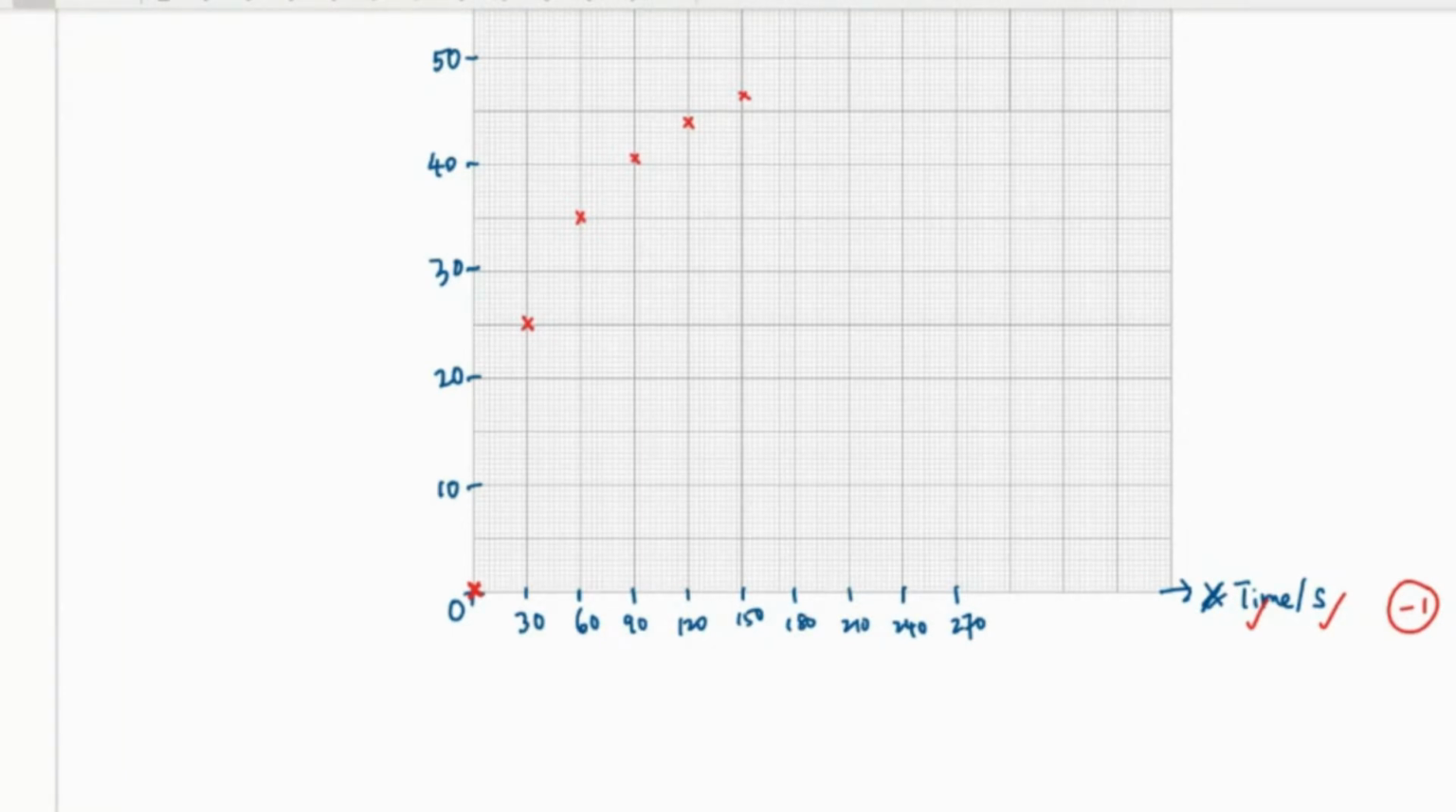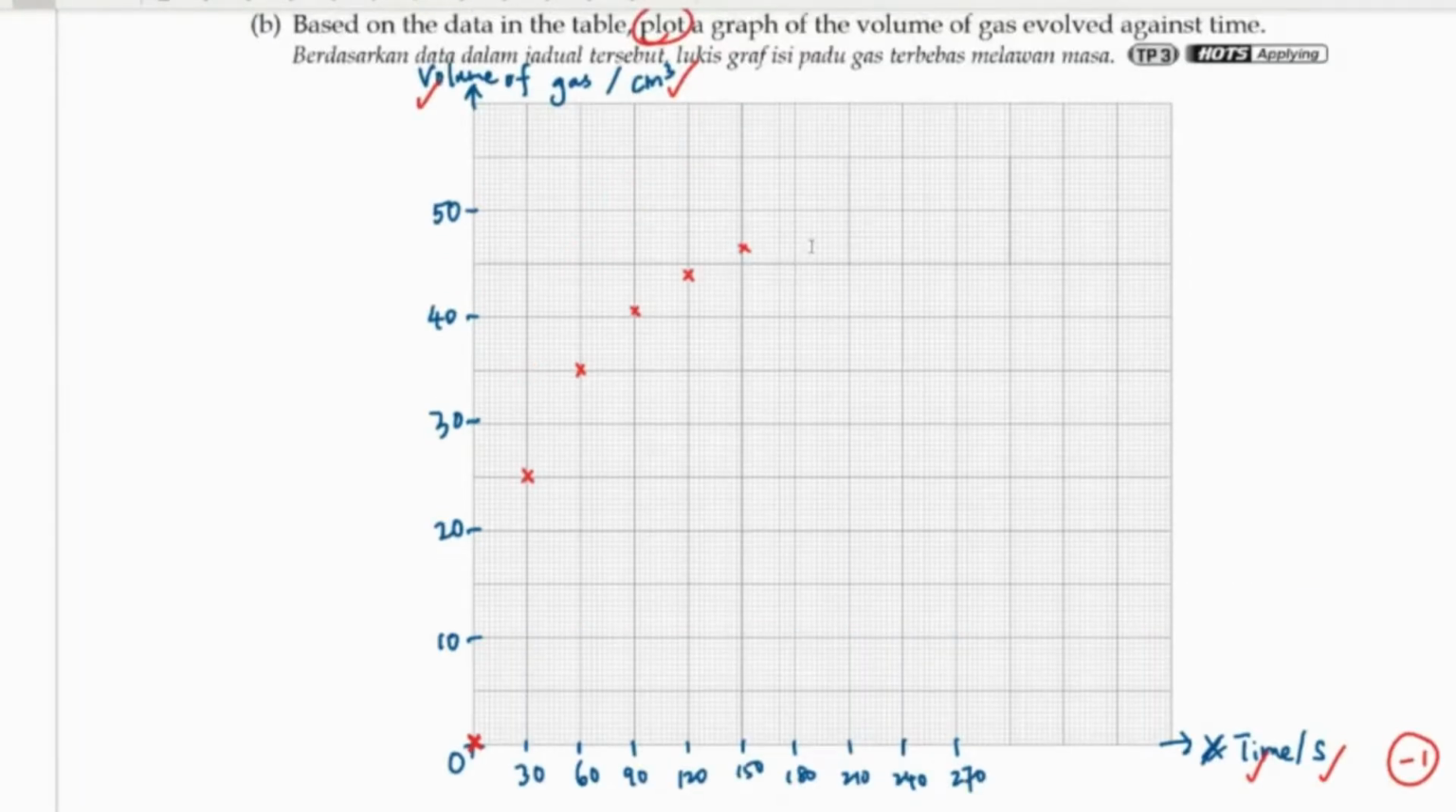Okay, so now we continue on our graph. Okay, we plot one by one. Every points must be plotted correctly. Okay, so 180 is 47.5. So 47, 46, 47, 47.5. Okay. Then after that is 48, 210, so 48. This one also 48, this one also 48. Okay.